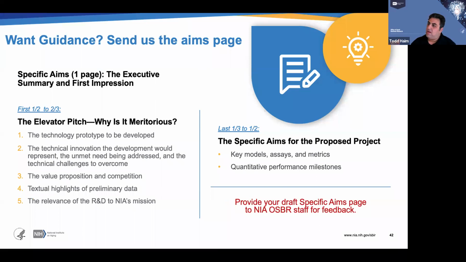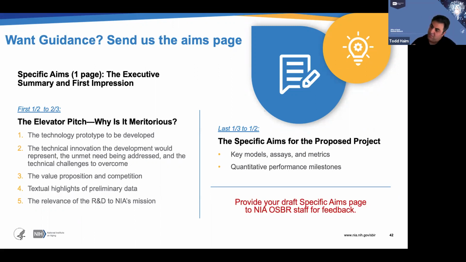Want guidance? Send us the aims page. Specific aims, 1 page. The executive summary and first impressions: first 1/3 to 2/3 of page. The elevator pitch, why is it meritorious? Last 1/3 to a half of page. The specific aims for the proposed project. So finally, if you would like to consider an application specific to this funding opportunity, this slide is a template for the specific aims page. And for an SBIR, it's really one of the key score driving pages. The first half to 2/3 is the elevator pitch.